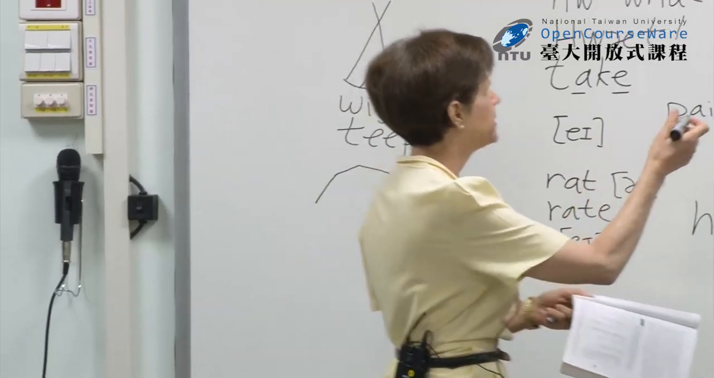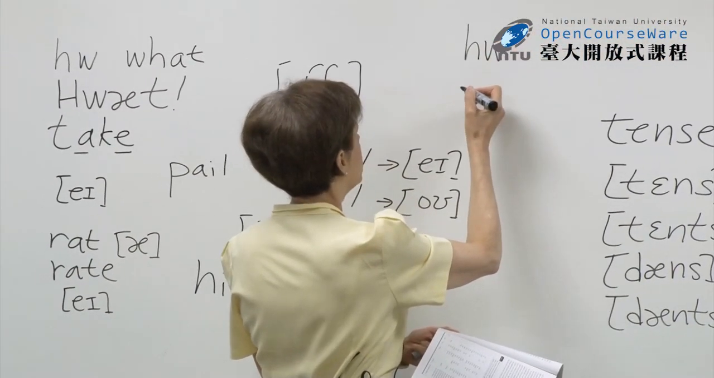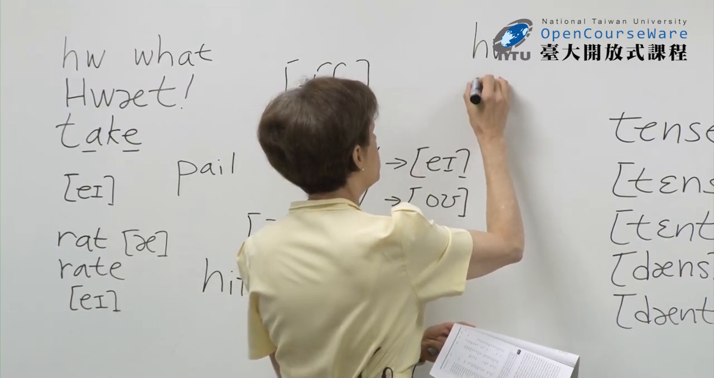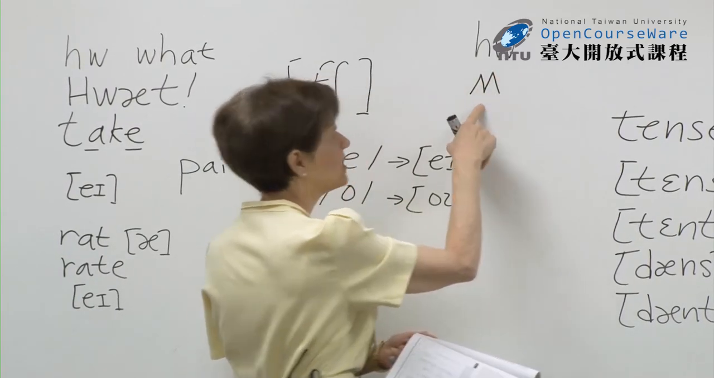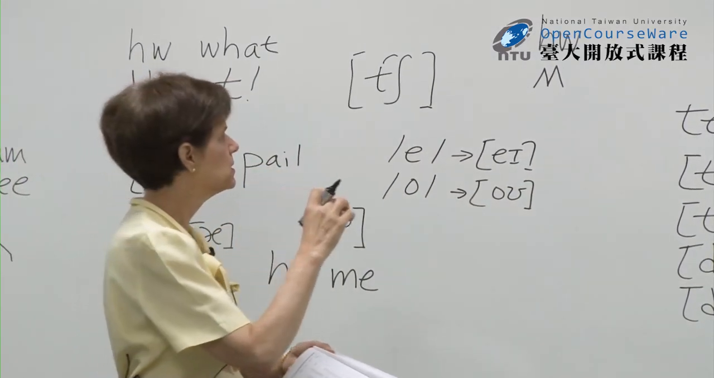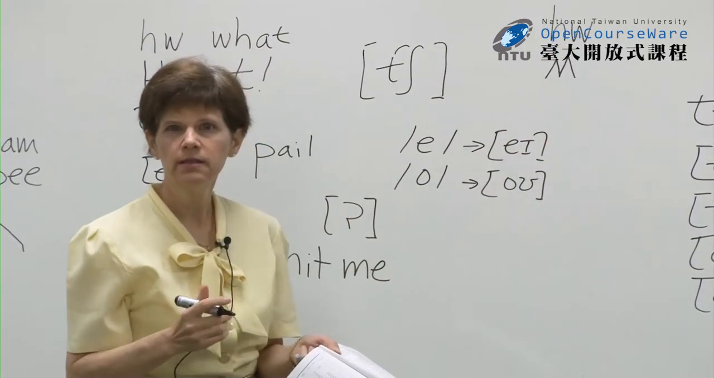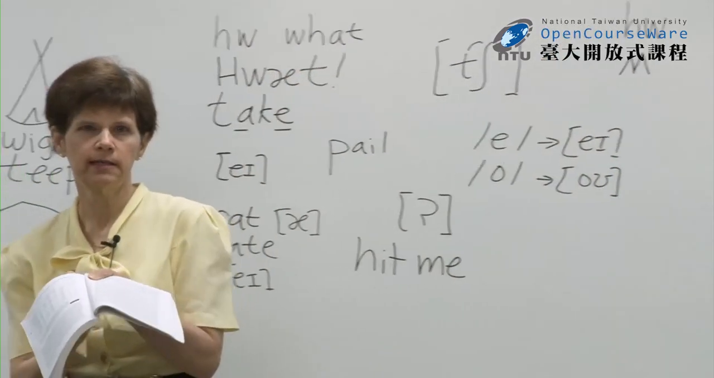Besides this way of writing it, we can write it HW, as in KK. We can also write it with an upside down W. This is not an M. This one is shorter and smaller. We can use this upside down W for the same sound. That's a recognized IPA symbol.